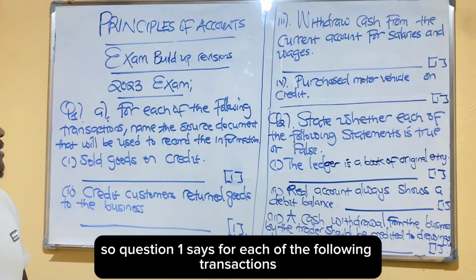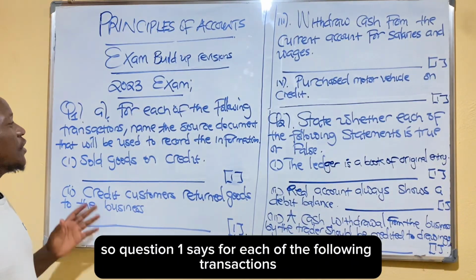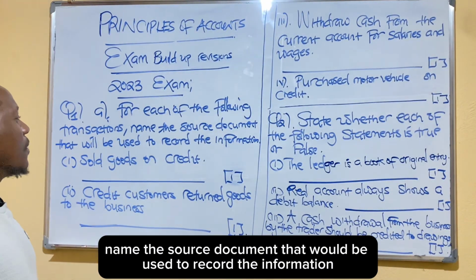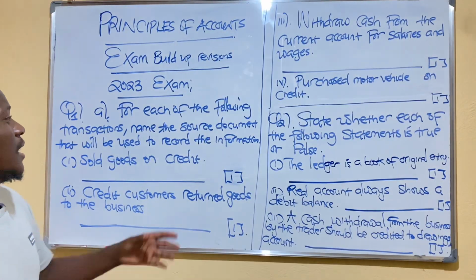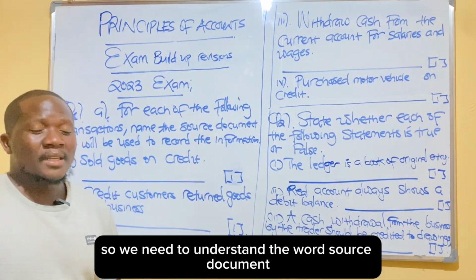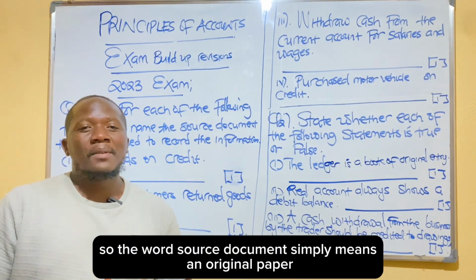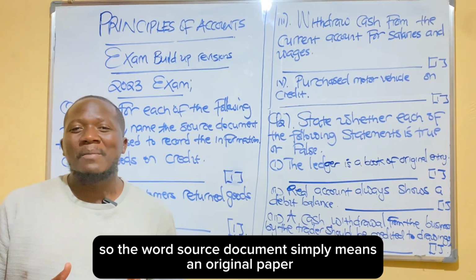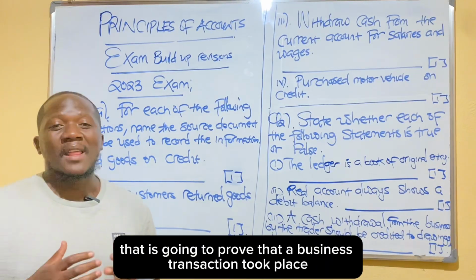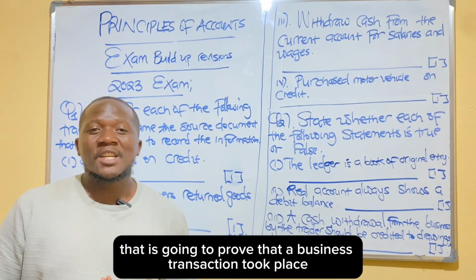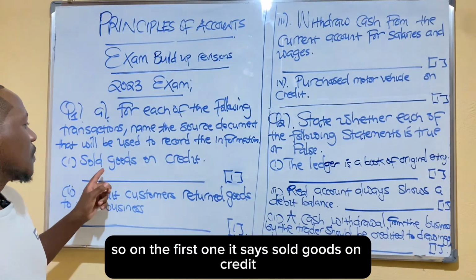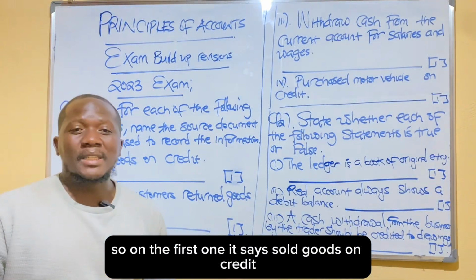So question 1 says, for each of the following transactions, name the source document that would be used to record the information. So we need to understand the word source document. The word source document simply means an original paper or digital record that is going to prove that a business transaction took place.